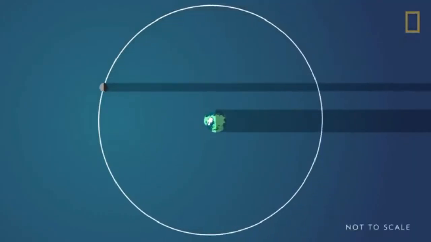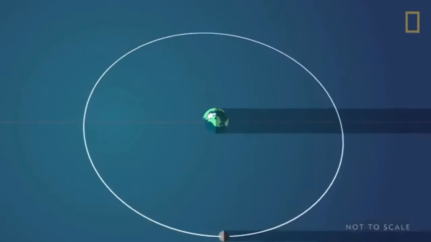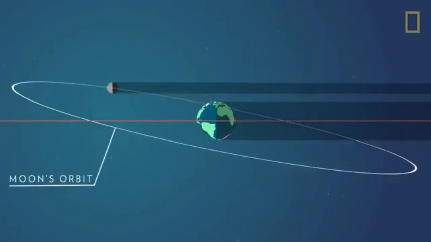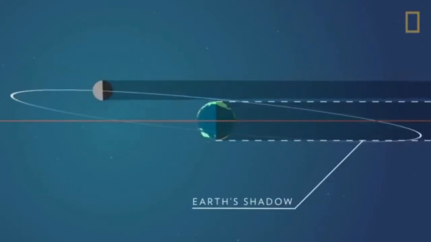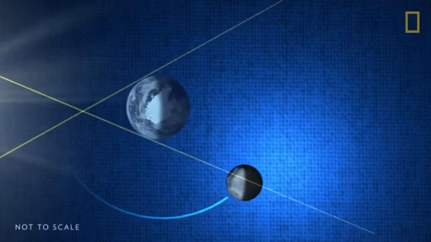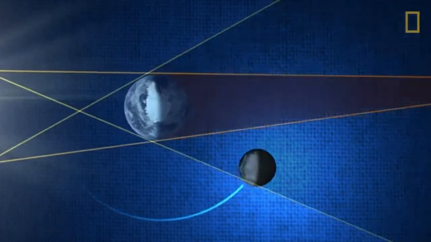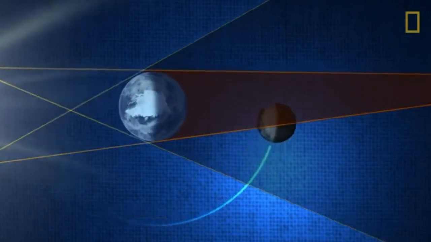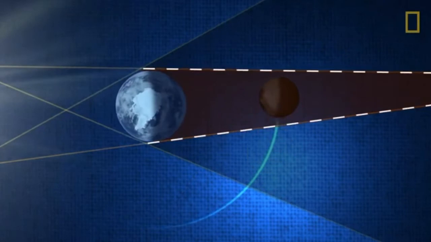So why don't we have an eclipse every month? The moon's orbit is tilted a few degrees in relation to the Earth, so the Earth, moon, and sun don't always align. When the Earth does eclipse the sun, it casts 2 types of shadows on the moon, a larger shadow known as the penumbra, and a smaller, darker shadow known as the umbra.